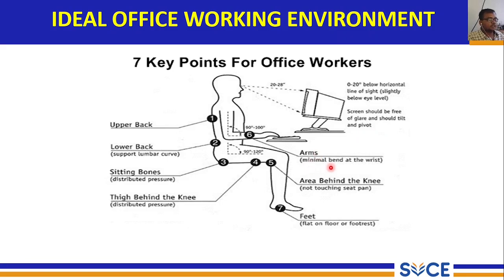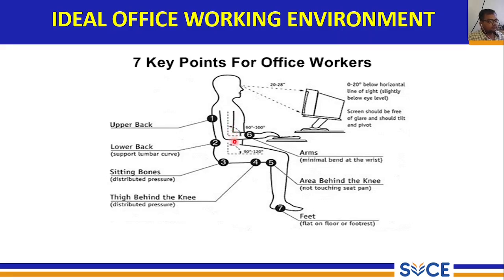The arms have to be in a way that there is minimal bend at the wrist, and the area behind the knee should not be touching the seat pan, and the feet have to be flat on the floor, or you can also have a footrest there. And precisely, the arm and the hip have to be at exactly 90 degrees to ensure that there is not much stress incurred to the body parts.